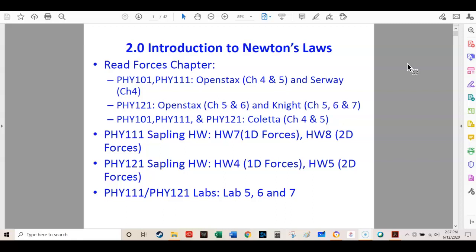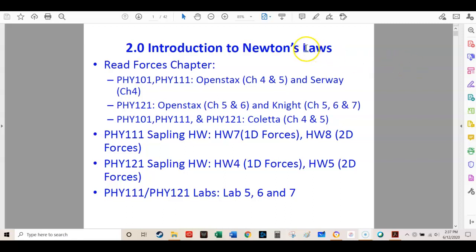So this is really the second major chapter in Physics 121 and 111 and also 101. So please begin the reading if you haven't done so. Coletta chapters 4 and 5, OpenStax chapters 4 and 5 if you're in Physics 111, and OpenStax chapters 5 and 6 if you're in Physics 121.